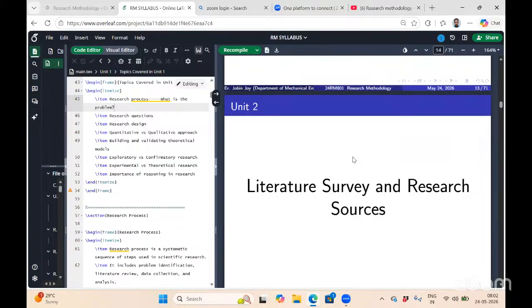Next is literature survey and research sources. Literature survey means the researcher will study previous studies, previous journal articles, journal papers, books, and study all those things related to the research. That is what is called a literature survey.